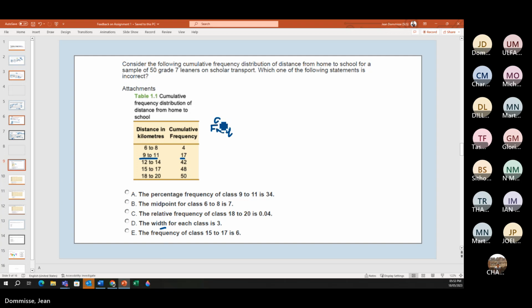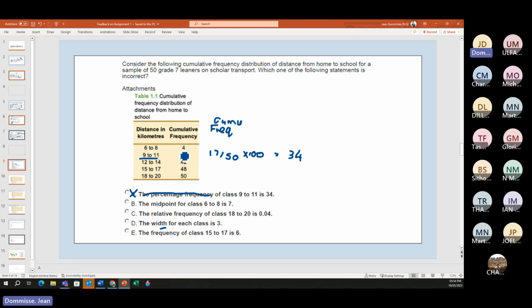So your cumulative frequency would have been 17 divided by 50, and then if you times 100, it would have given you a percentage, which is 34. Okay, so your cumulative frequency would have been 34, not just your normal percentage frequency. So that one is incorrect. Let's just check what it should have been.